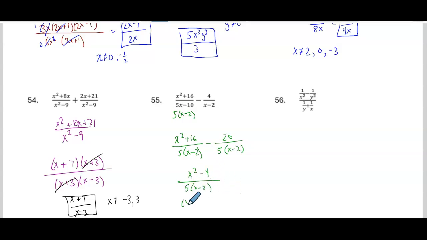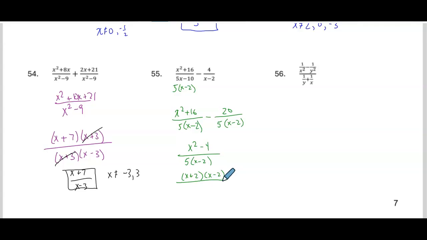Factor the numerator. And cancel common factors. So I have x plus 2 over 5. Okay, denominator factors, the only one that had a variable in it was the x minus 2, so x cannot equal 2.